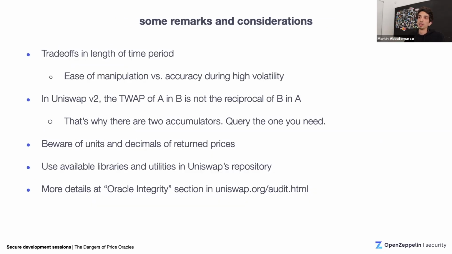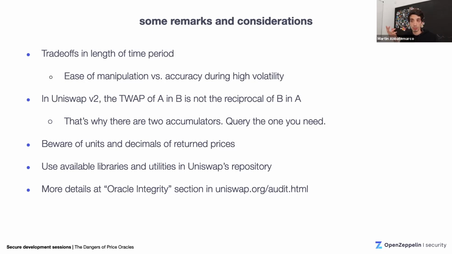So the question would be, oh, sorry, no, this. Some remarks and considerations before we move to this question. The first one is something that I already mentioned. There is a trade-off between ease of manipulation and the accuracy of the time-weighted average prices, right? If you go with a very, very short period of time, it might be easier to manipulate. But if you go with a longer period of time, it might be more difficult to manipulate. On the other hand, in periods of high price volatility, it might not be so accurate. It might even be slow to respond, and that might be problematic in some DeFi protocols. So there is a trade-off in there. That's something that comes with these types of protocols.